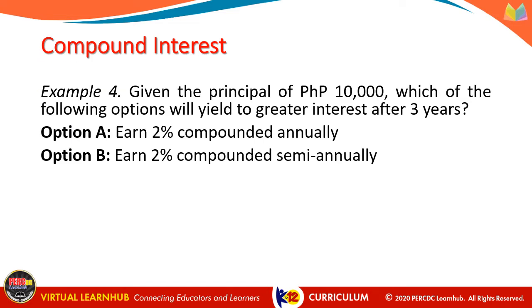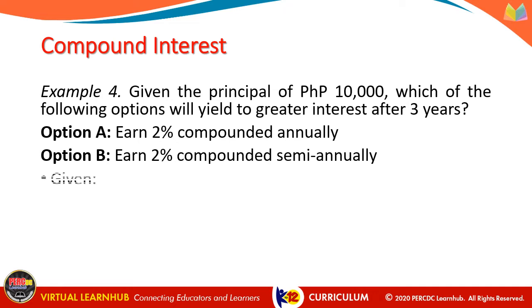Okay, let's try using those formulas in this example. Example number 4. Given the principal of 10,000 pesos, which of the following options will yield greater interest after 3 years? Option A, earn 2% compounded annually, or option B, earn 2% compounded semi-annually.